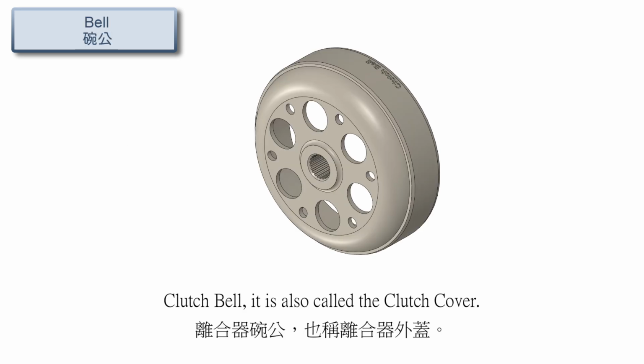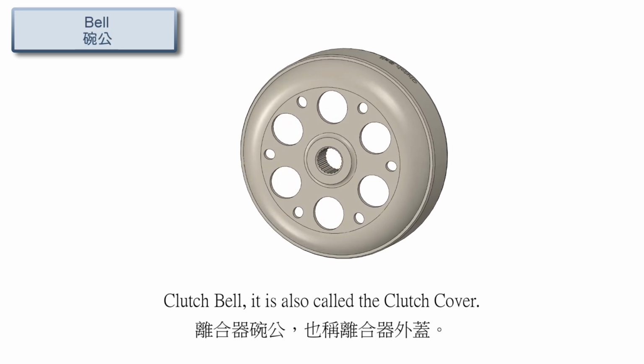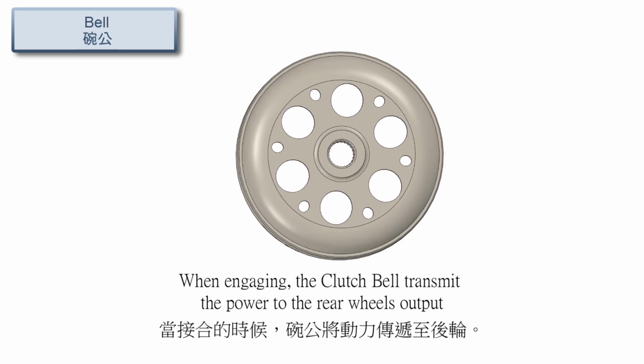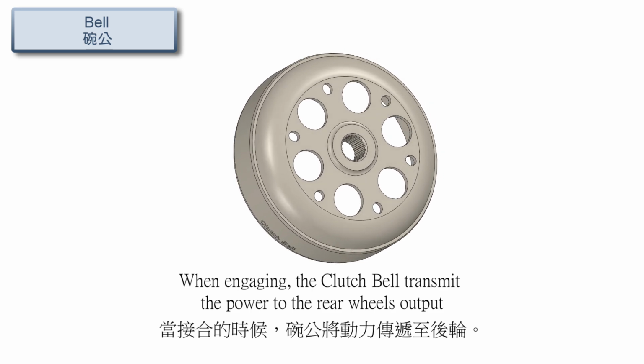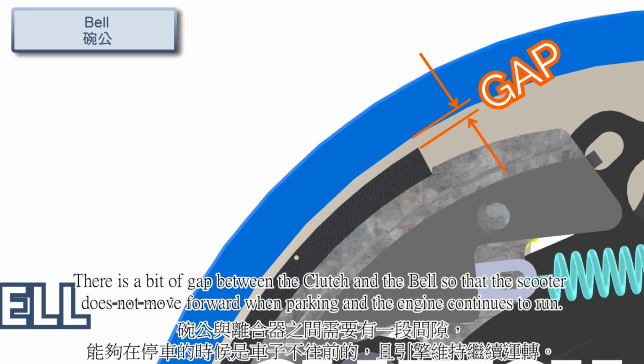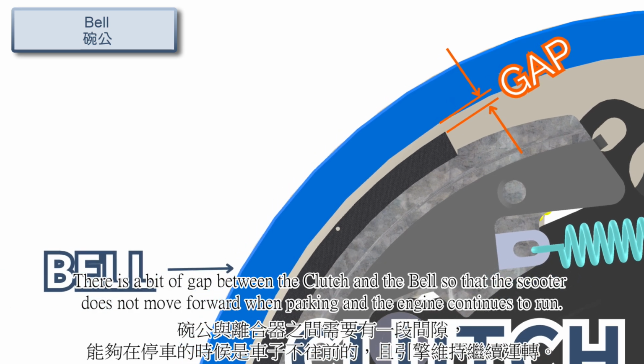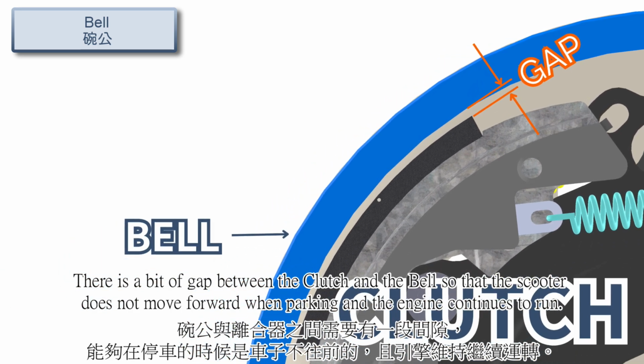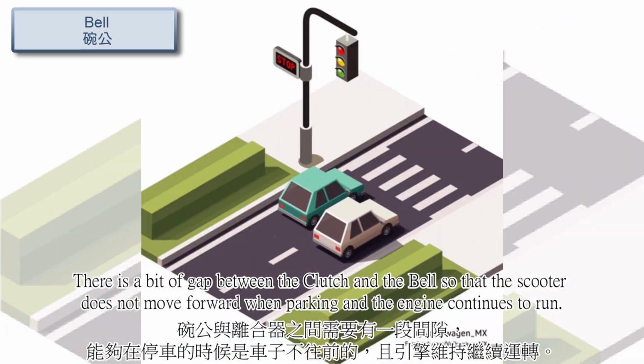Clutch bell, it is also called the clutch cover. When engaging, the clutch bell transmits the power to the rear wheel's output. There is a bit of gap between the clutch and the bell so that the scooter does not move forward when waiting for a green light while the engine continues to run.